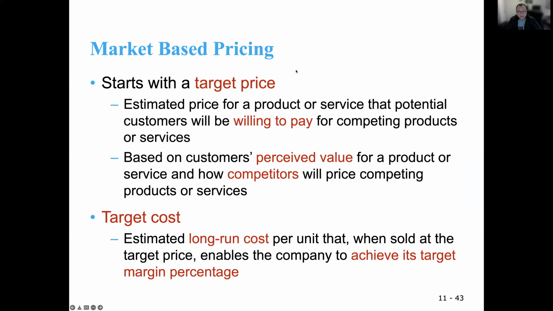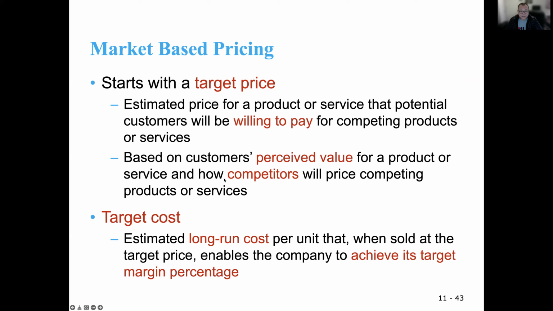For market-based pricing, you start with a targeted price. You did a survey, if you want to make a bottle of soy sauce. I think Asian people really like it. You first learn that in the market, the other retailers are selling at $2 per bottle. That's how much the customers are willing to pay to buy soy sauce, even for those Asian immigrants who need soy sauce to go with the rice and dumplings. This price is based on customers' perceived value, and the Asian immigrants think the soy sauce should be just $2 per bottle.